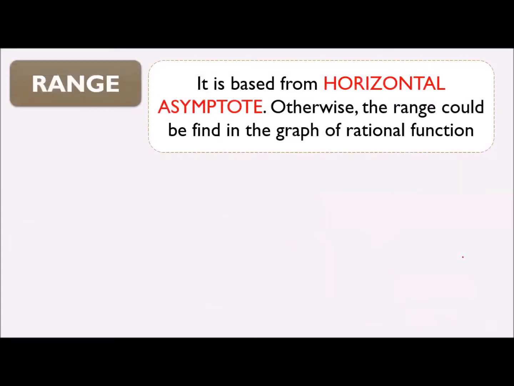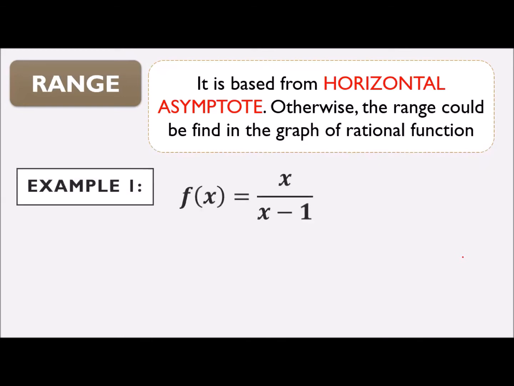Then the next one is the range. It is based from the horizontal asymptote, the another property of the rational function. But in case, sa ngayon, hindi ko pa naman na-discuss ang horizontal asymptote, tayo po ay mag-focus muna doon sa graph. So I'm just teaching you some simple ways on how to get it. Pero marami pa yan. Iba pa ang proseso niyan. So mag-focus muna tayo dito sa madaling paraan.